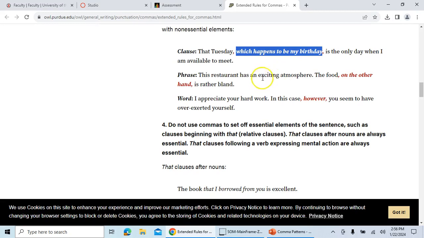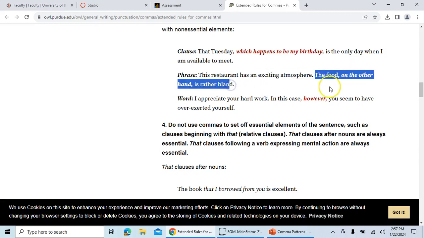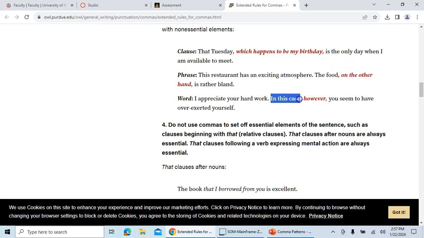The restaurant has an exciting atmosphere. The food, comma, on the other hand, comma, is rather bland. You could just say the food is rather bland, but instead they said the food on the other hand is rather bland. And so that's extra stuff that you could take out of the sentence. So we're going to set it off with commas. In this case, comma, however, comma, you seem to have overexerted yourself. You don't need however in there for the sentence to make sense, so we're going to put commas around it.